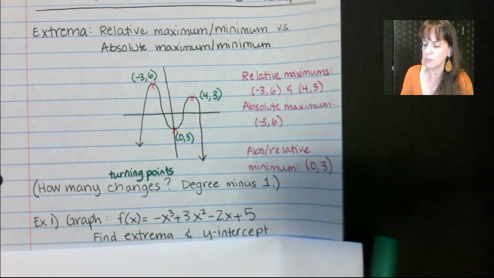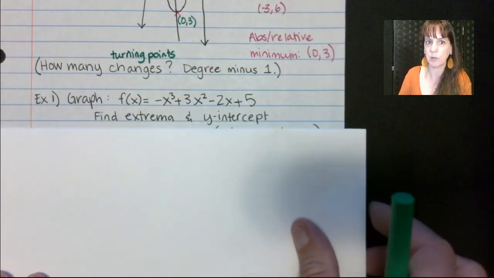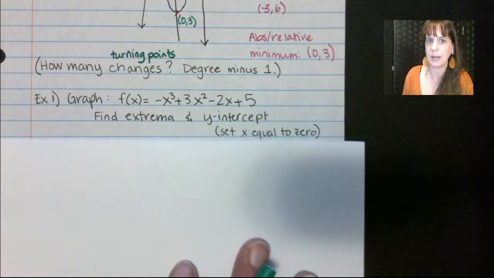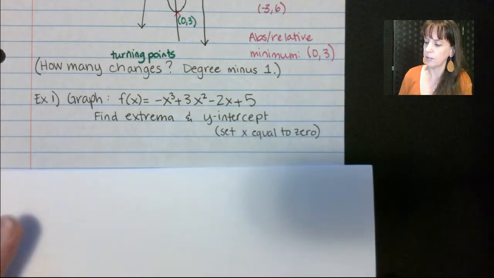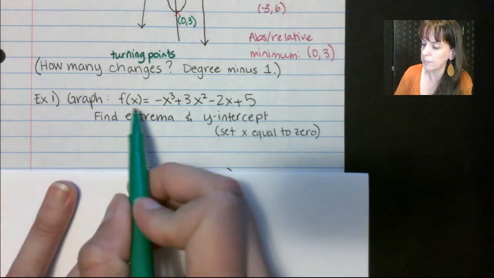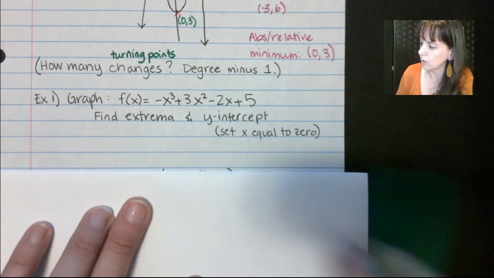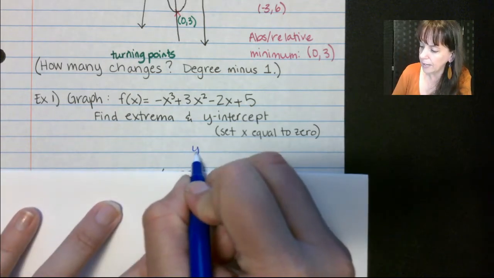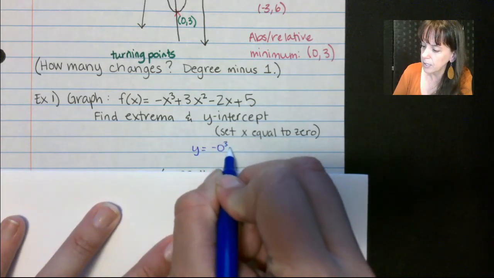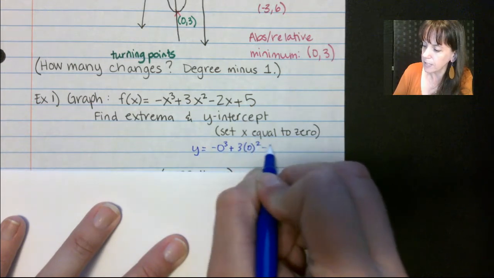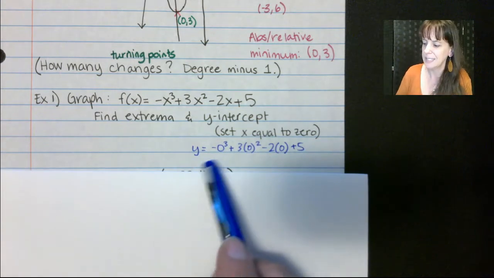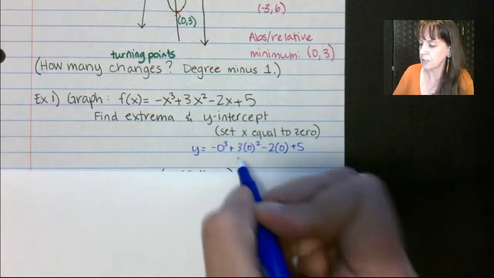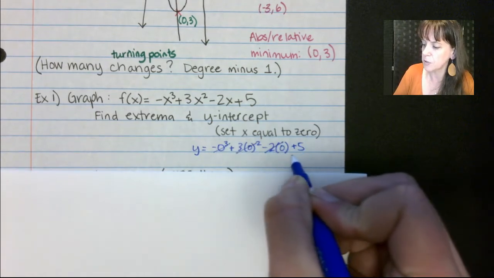Okay, so here is what we are going to do. We are going to graph this guy, and we're going to find our extrema and our y-intercept. Okay, to find our y-intercept, we're going to set x equal to 0. When we set our x equal to 0, remember, f of x is just a fancy way of saying y. So if we have y equals -0 to the 3rd plus 3 times 0 squared minus 2 times 0 plus 5. Well, all those things times 0 is 0, right? 0 times 0 is 0, 3 times 0, 2 times 0. So these are all 0, and that leaves us with just plus 5.